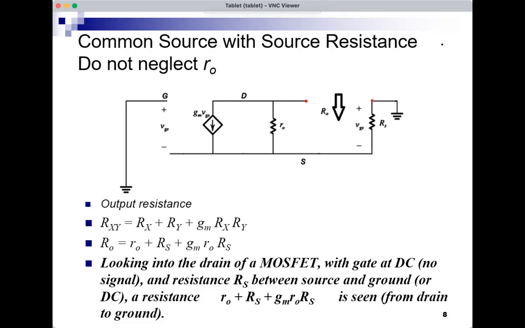So what do we see? What does this rule state? The resistance that we see is equal to small RO of the MOSFET plus Rs between the source and ground plus GM RO of the MOSFET times RS.